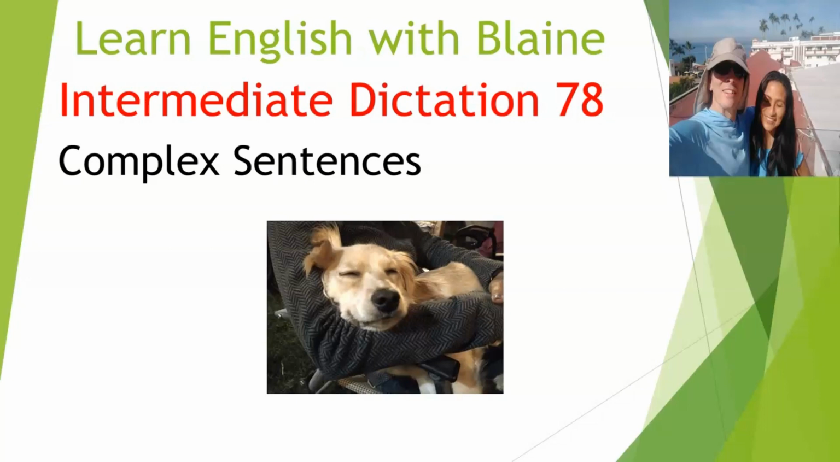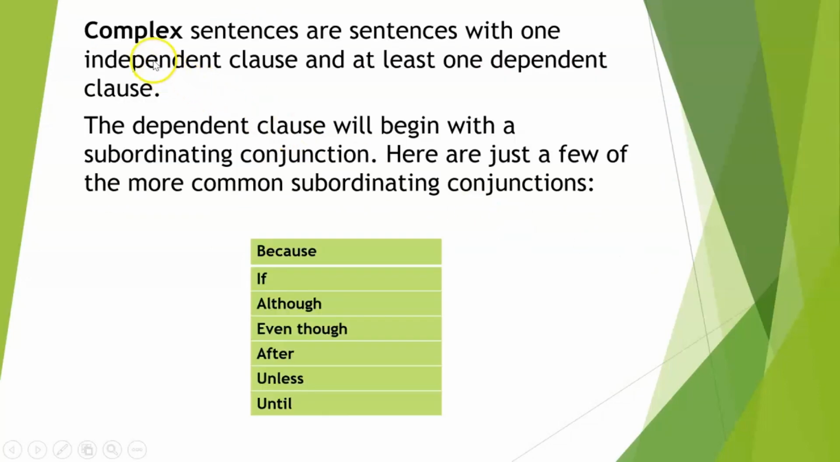And the topic of our dictations today is going to be complex sentences. Complex sentences are sentences with one independent clause and at least one dependent clause. The dependent clause will begin with a subordinate conjunction.